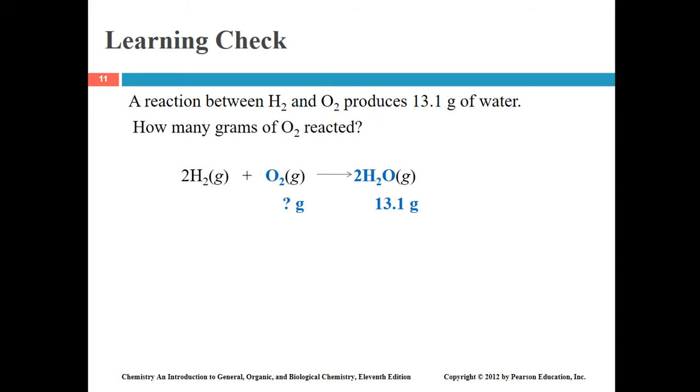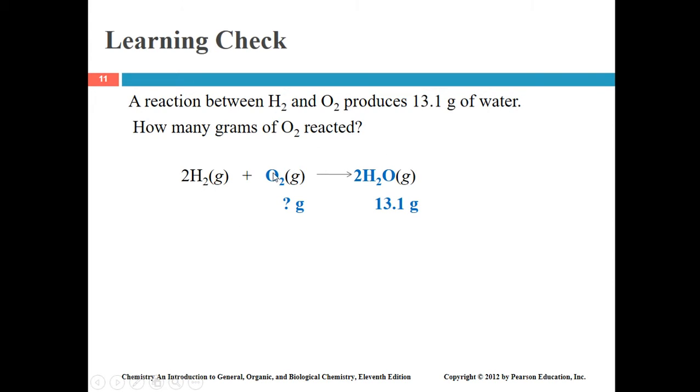A reaction between H2 and O2 produces 13.1 grams of water. How many grams of O2 reacted? So let's see. Go ahead and press pause. See how far that you get. All right, you're back now. Well, we have 13.1 grams of water.